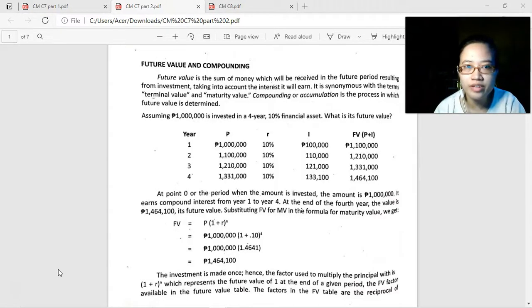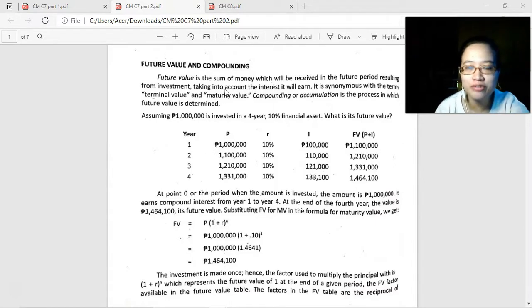Okay, so hello there. Continuation and discussion natin about time value of money for the subject capital markets. We'll begin this one with future value and compounding. So future value, ito yung sum of money which will be received in the future period resulting from investment.